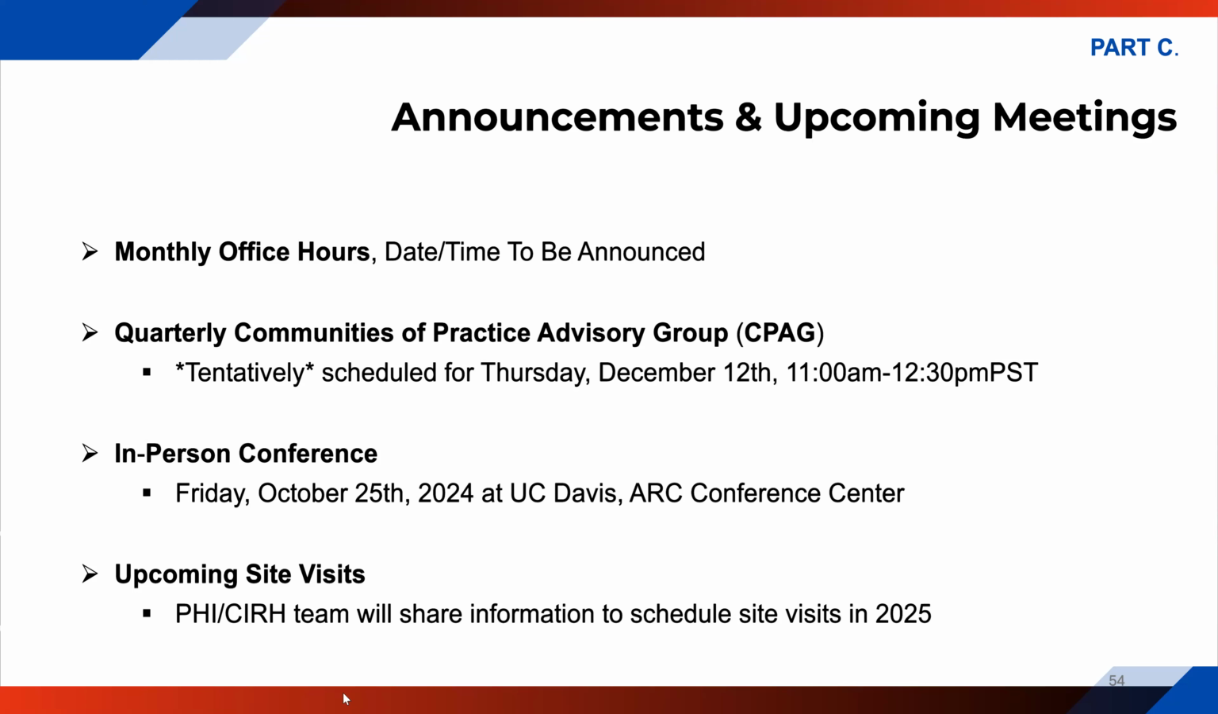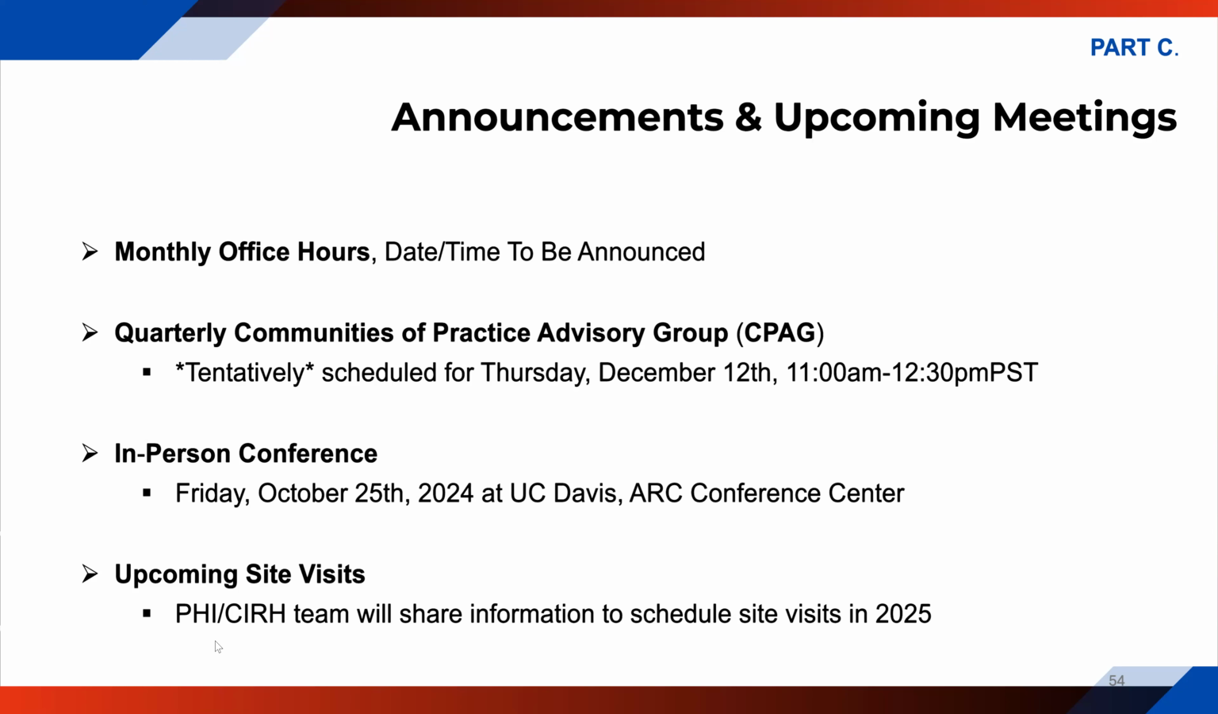We also have quarterly communities of practice advisory group meetings. The next one is tentatively scheduled for Thursday, December 12th, 11 to 12:30 Pacific time. I hope to have that date confirmed after the conference. Speaking of the conference, I'm going to put some information with links. And thank you, Harshi, for sharing the form for the office hours.